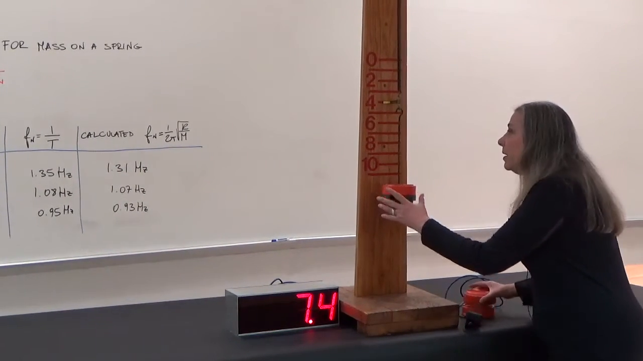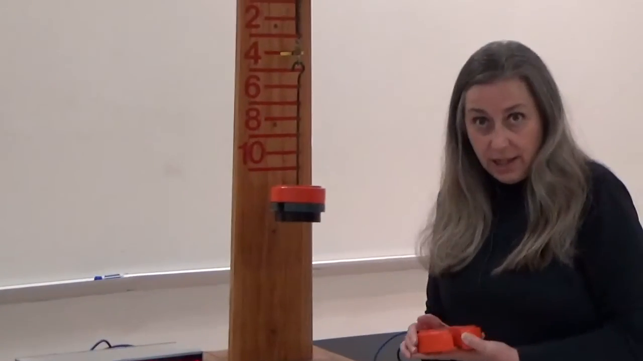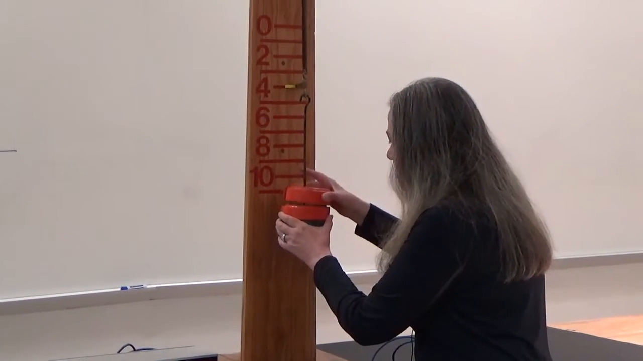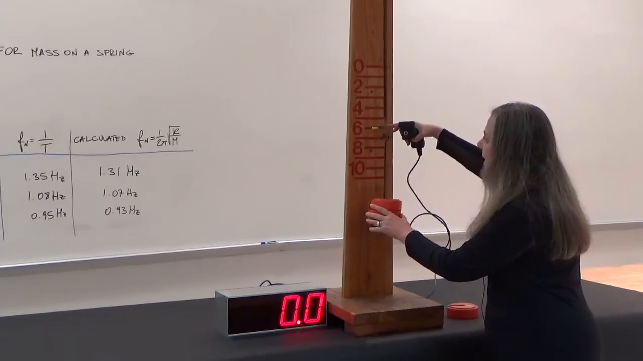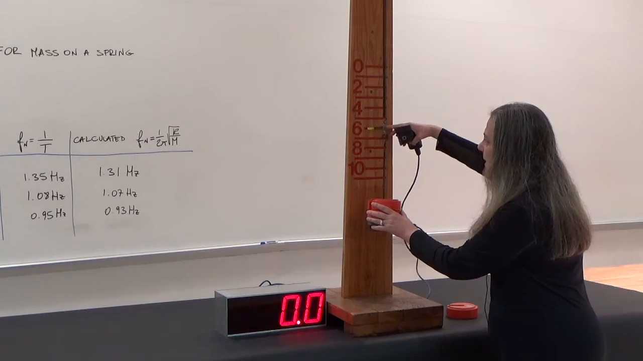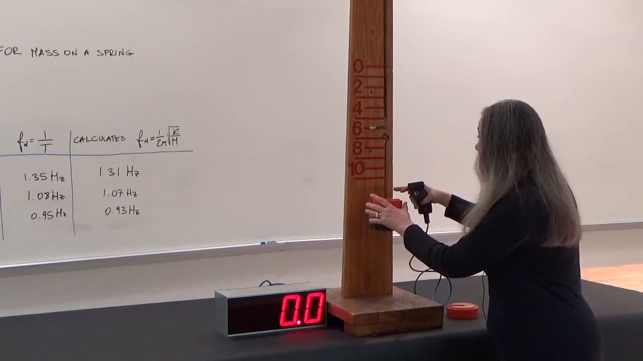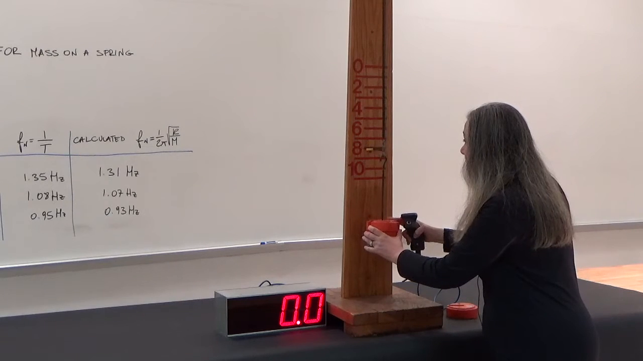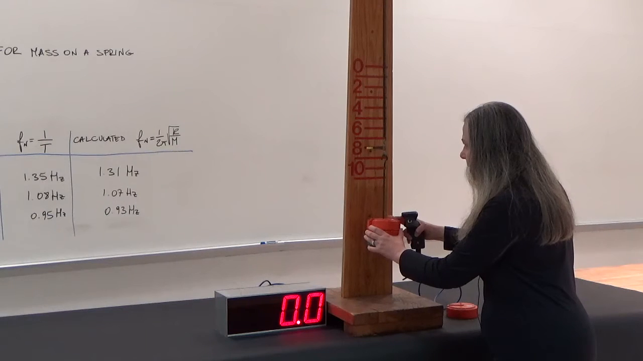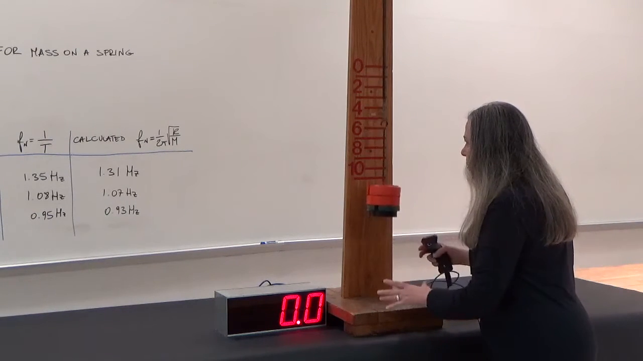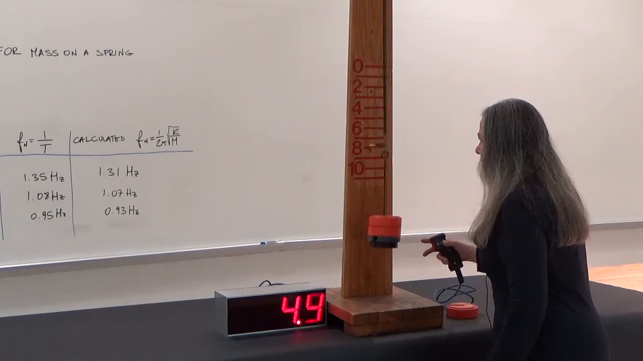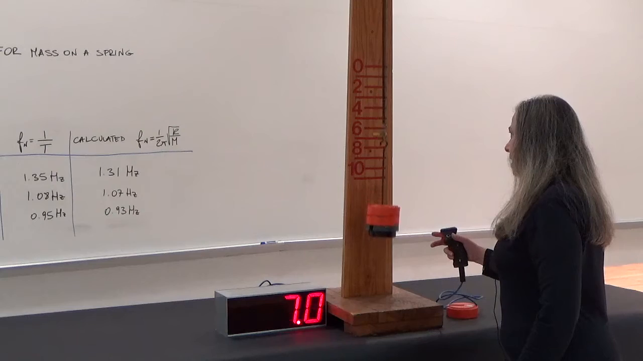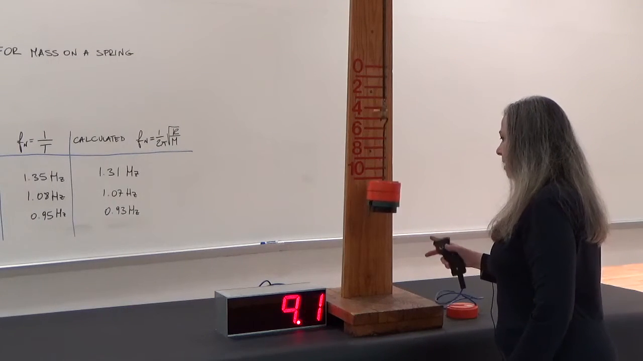Let's repeat the experiment with a different mass, this time with 6 kilograms, and see what happens. I add a 2 kilogram weight, I zero the timer, I see that this yellow indicator is at the 6 kilogram tick, and I'm going to displace it down to the 8 kilogram tick and let go. When it comes back down, I start, and then I stop at 10. So start, 1, 2, 3, 4, 5, 6, 7, 8, 9, 10.